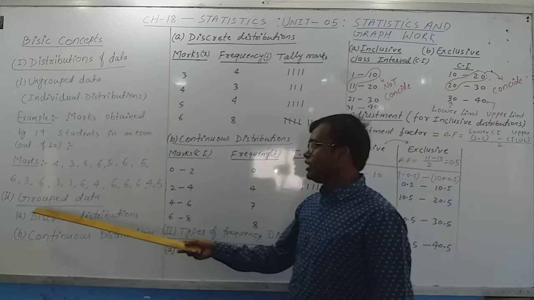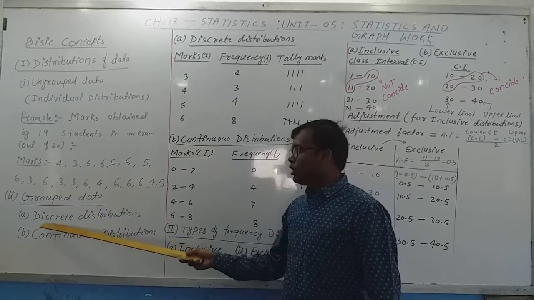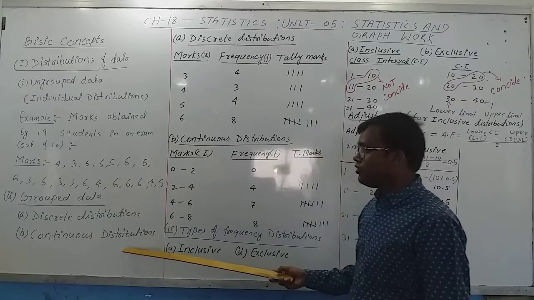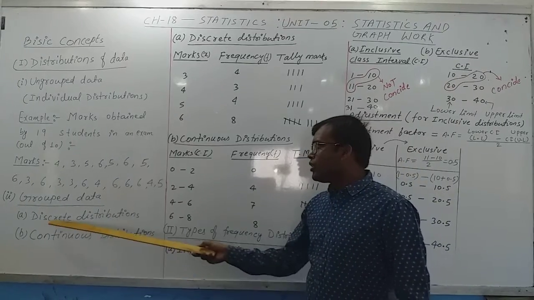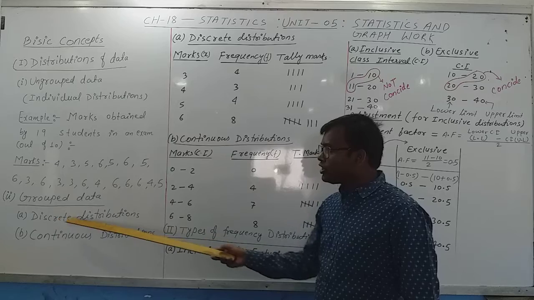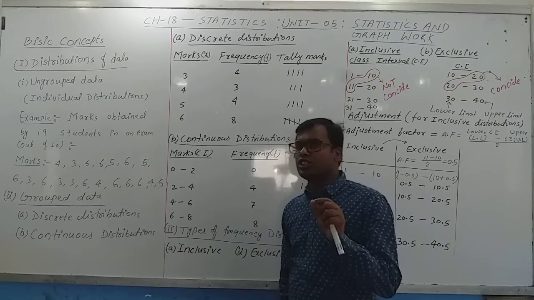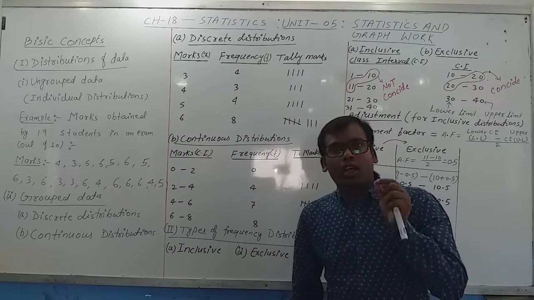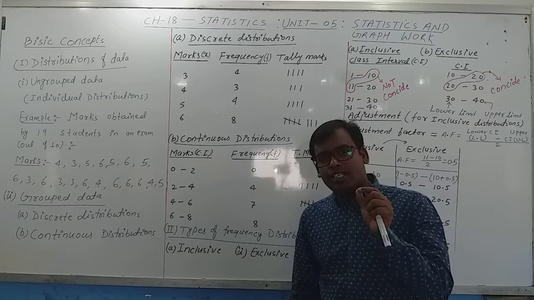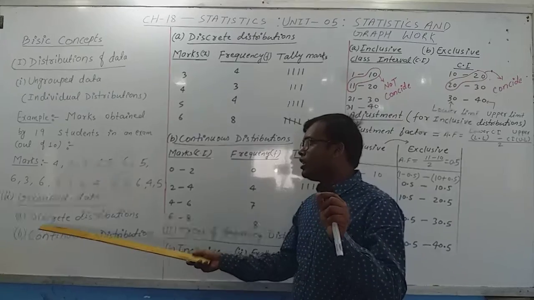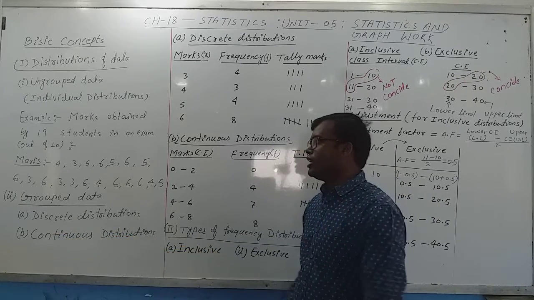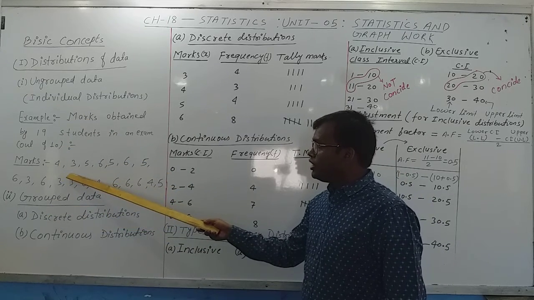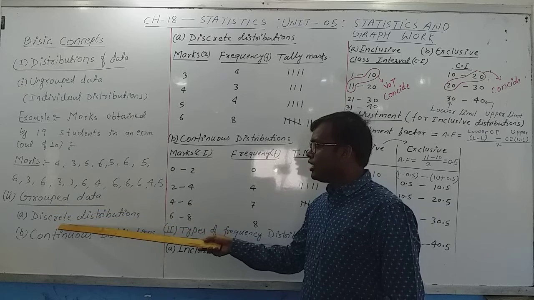And now the second one, it is the grouped data. There are two types of grouped data. One is called discrete distributions and the second one is continuous distributions. But in your book, discrete distributions and continuous distributions are both the same. But in higher classes, when you will learn about statistics, at that time you will learn in a different format, that is the discrete and continuous. Now here it is the individual, and now how to convert this individual distribution into the discrete distribution.